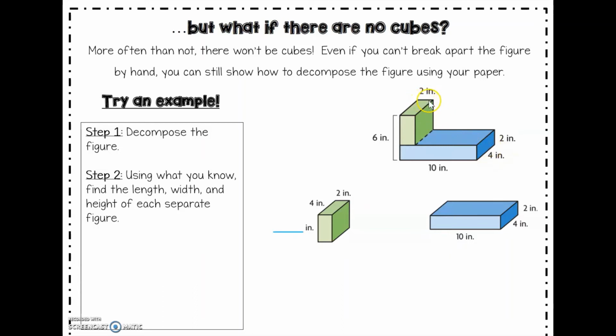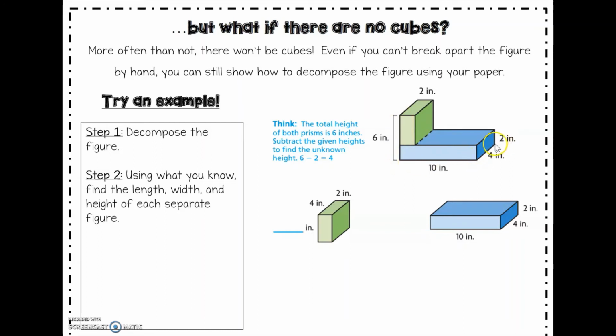The width is given to me nice and straightforward as 2 inches, but the height I don't know. But I am given enough information to figure it out. The way that I would figure it out is I would think that the entire figure, the height of both prisms, is 6 inches tall.